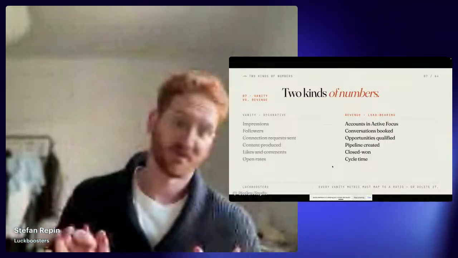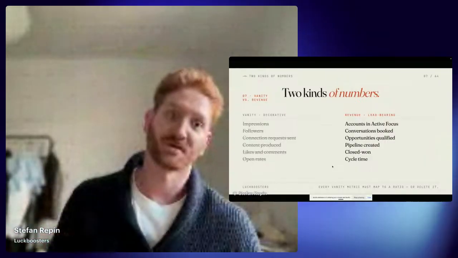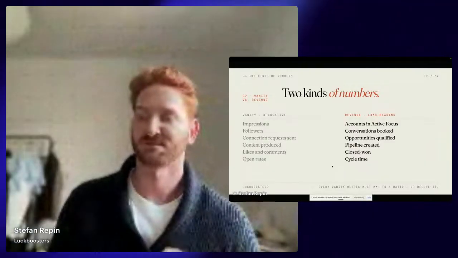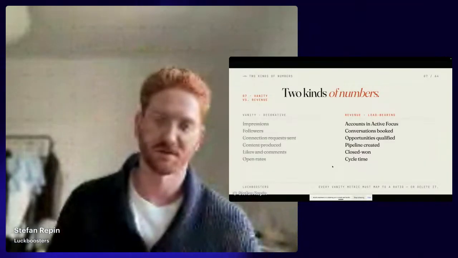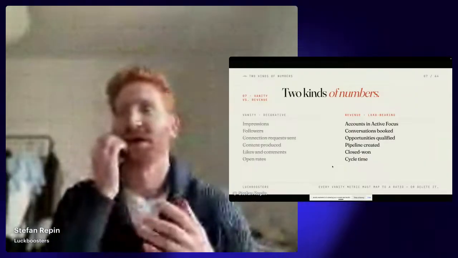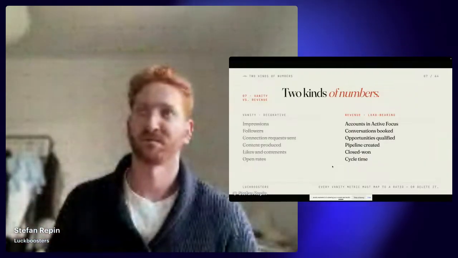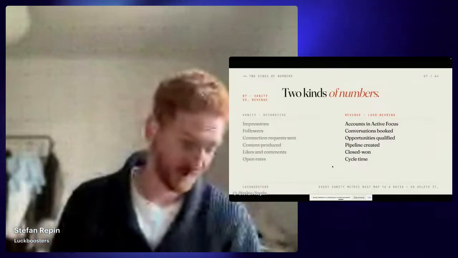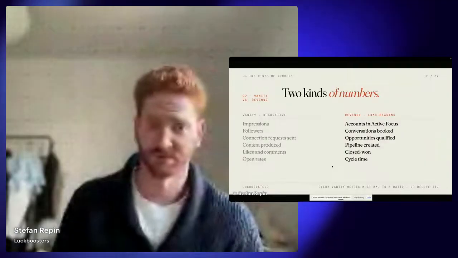Revenue. Let's say marketing, or there is such a category as revenue marketing, or something that sales would look into, something that actually has some revenue in it, right? Some KPIs. Accounts in active focus. How many accounts do we have in active focus?